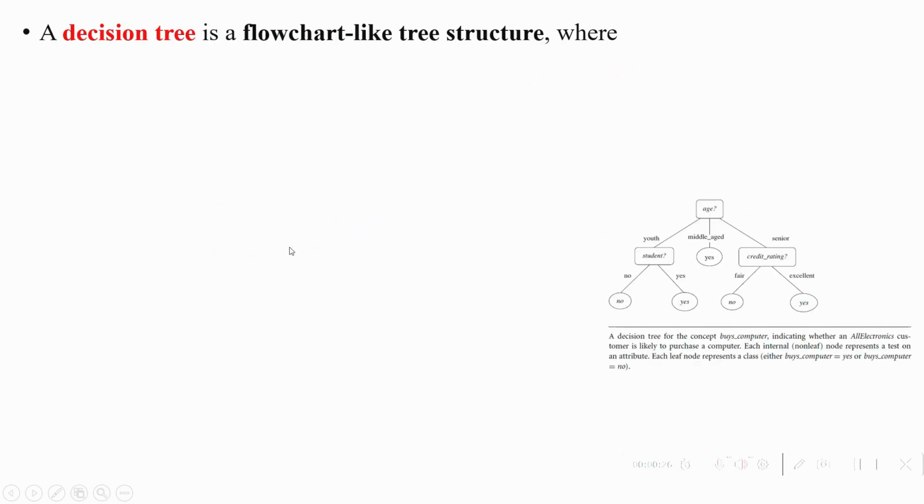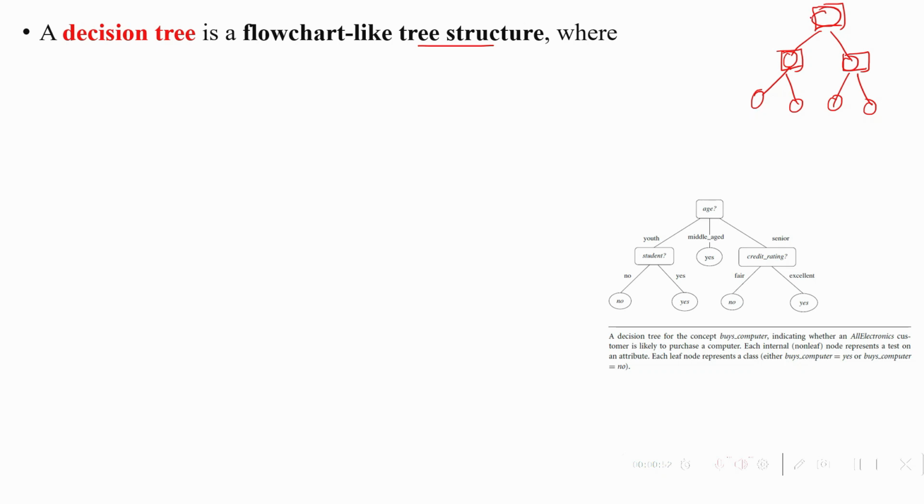Now, coming to the definition of the decision tree, it is a flowchart-like tree structure. Simply, it is a tree structure. It contains a root node, intermediate nodes, and some leaf nodes. Like that, we are going to construct the decision tree. The root node and intermediate nodes are represented in the form of a rectangle, and leaf nodes are represented in the form of an oval shape.